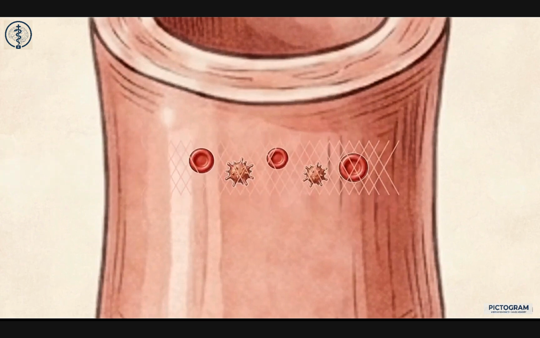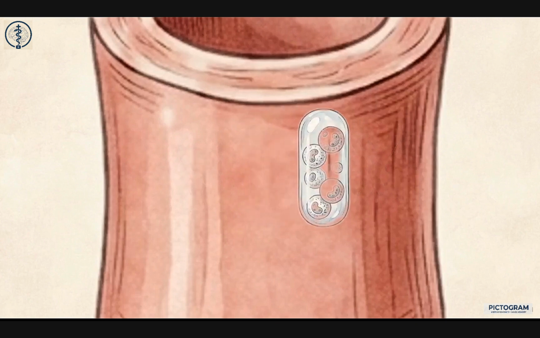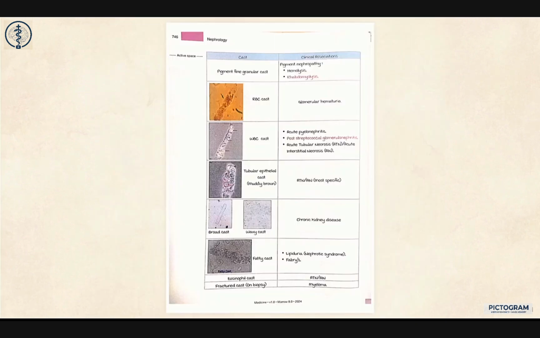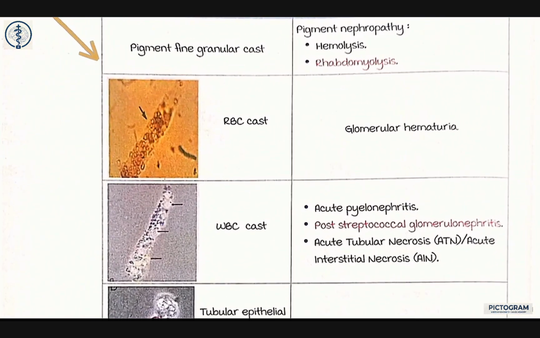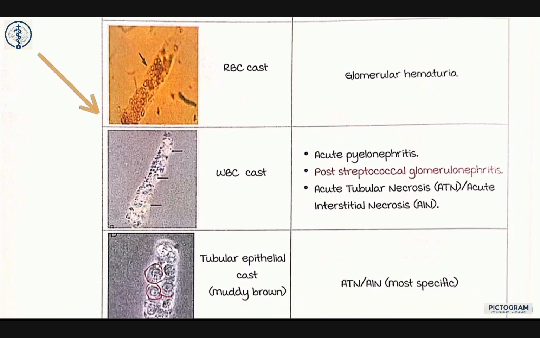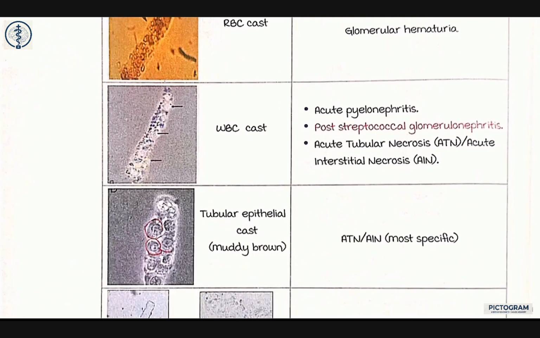This creates a cylindrical matrix that traps cellular debris within the tubular lumen. We classify these casts based on the specific cellular actors trapped within the protein matrix. The red blood cell cast is the definitive hallmark of glomerular hematuria, primarily signaling an active glomerulonephritis. White blood cell casts act as markers of interstitial inflammation, distinguishing acute pyelonephritis from a lower urinary tract infection.